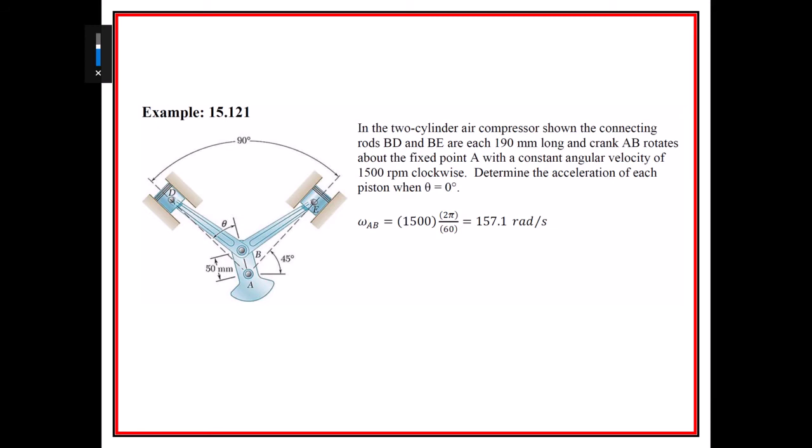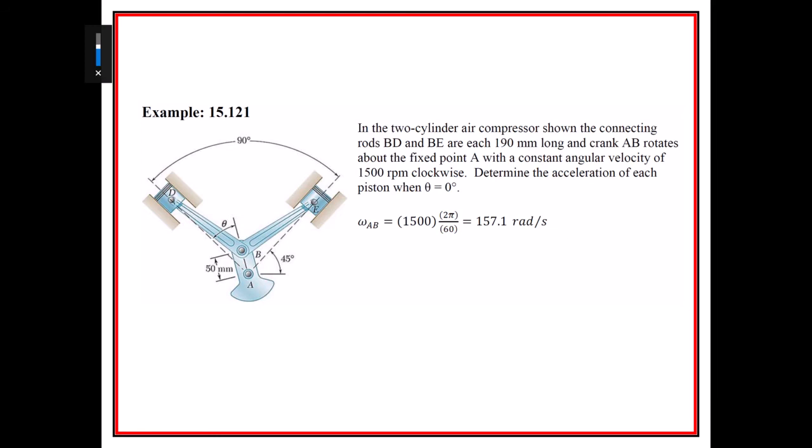So this is problem 15.121 in one of the versions of the textbooks. I'm not sure which one. It's been a while. So this is a 2-cylinder air compressor that has two pistons within their cylinders riding on the same crankshaft. So they have these connecting rods, BD and BE, and they're each 190 millimeters long.